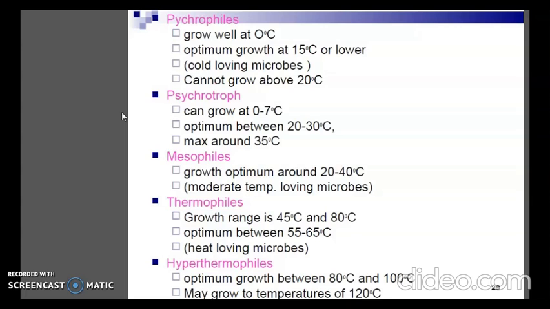Mesophiles have an optimum temperature around 20 to 40 degrees Celsius. They are moderate temperature loving microbes. Thermophiles have a growth range between 45 degrees Celsius and 80 degrees Celsius and their optimum is between 55 to 65 degrees Celsius. They are heat loving microbes. And in hyperthermophiles, the optimum growth is between 80 degrees Celsius and 100 degrees Celsius and it may grow up to a temperature of 120 degrees Celsius.